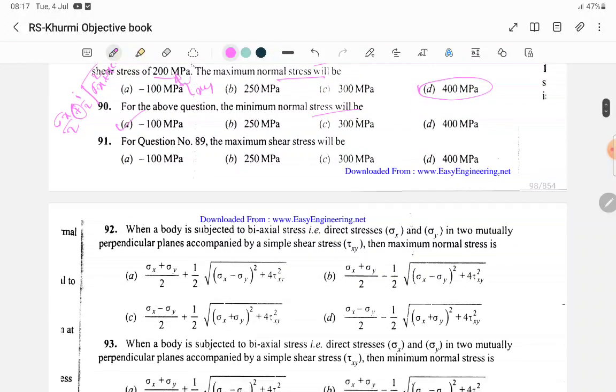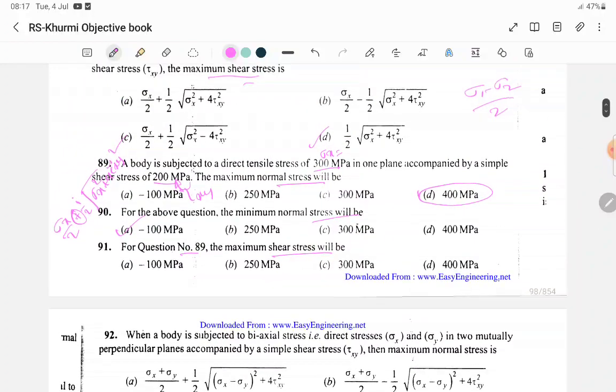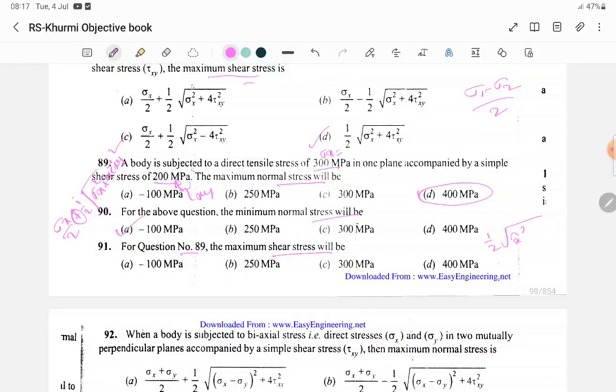In question 89, meaning this question only, the maximum shear stress. Maximum shear stress is what? Already we found just now: 1 by 2 into under root of sigma x whole square plus 4 tau of xy whole square. In this formula you apply sigma x and tau of xy, you get the answer. So what is the answer? 91 is B, that is 250.